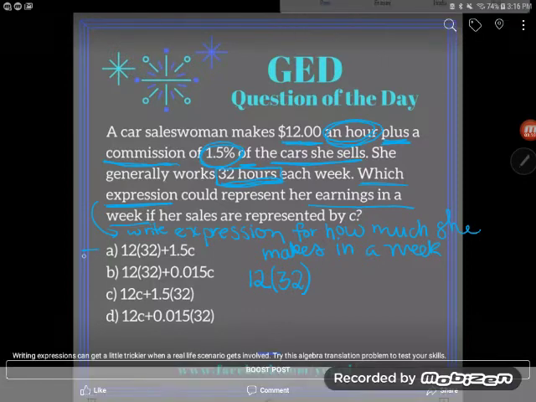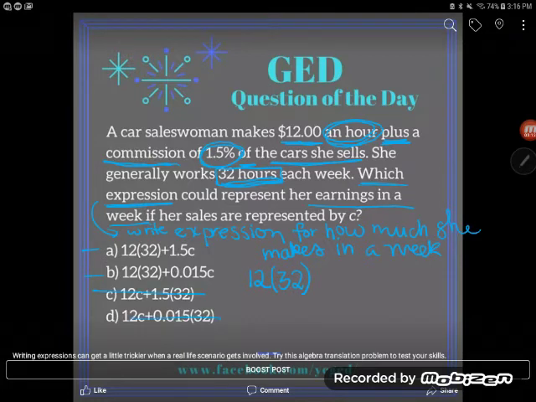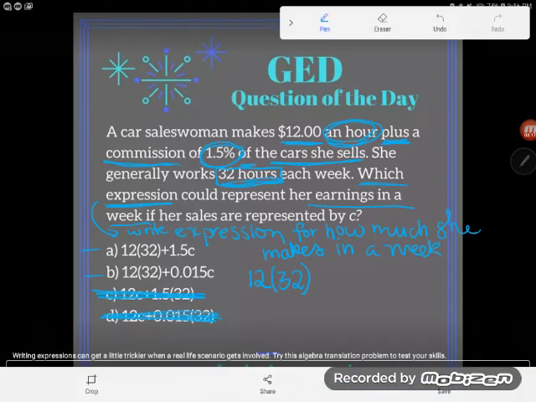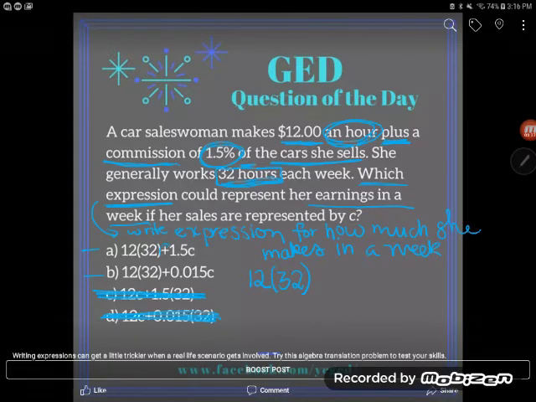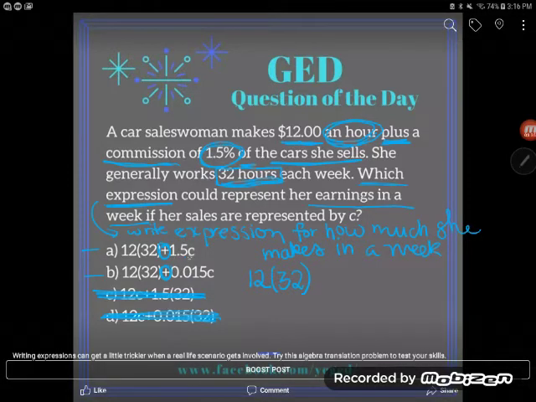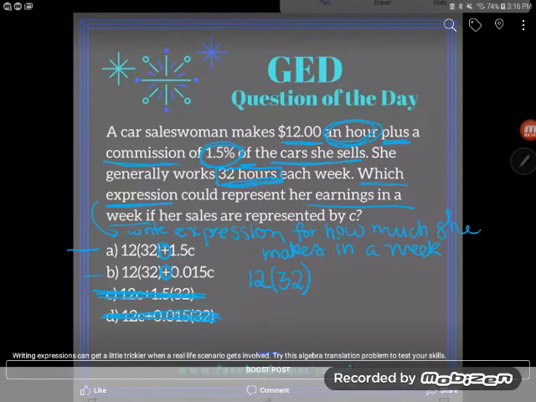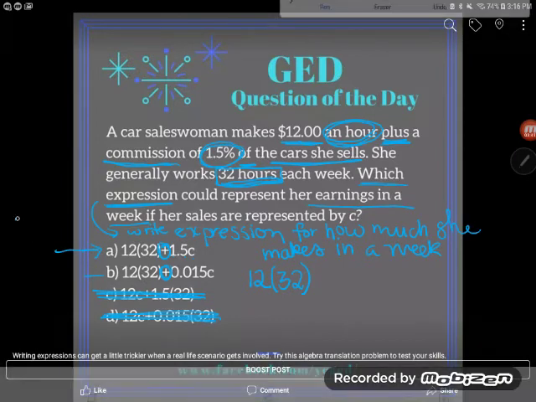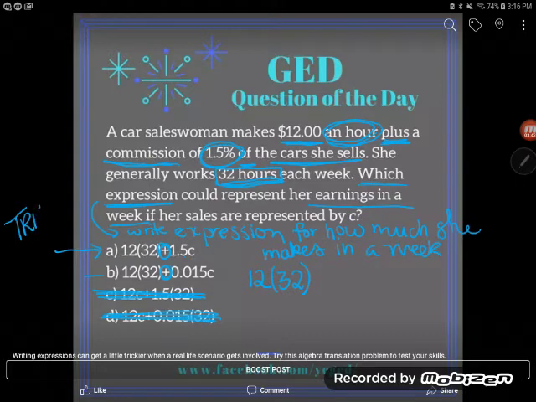So I only see two expressions like that. The other two are not like that, so I'm going to cross them off. So that's the first thing I did. So I can say that she makes $12 an hour for 32 hours, and then I see she makes some more money. So plus what? Now, the foolish student will go right to this. They say, look at that, plus 1.5% of the car sales, so 1.5C. And this foolish student will circle A, but watch out, A is a trick.